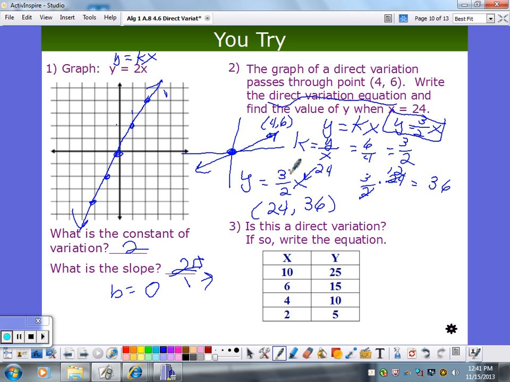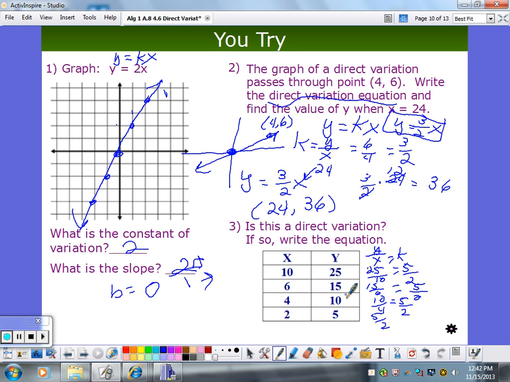All right, now, how can I tell if this one here is a direct variation? What should I do? Tell me the process. Okay, what should I do first, Alice? Right, because that's k. So 25 over 10, you get 5 over 2. Over 4, yeah, 5 over 2.